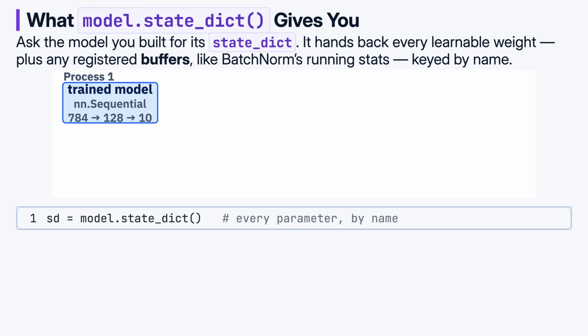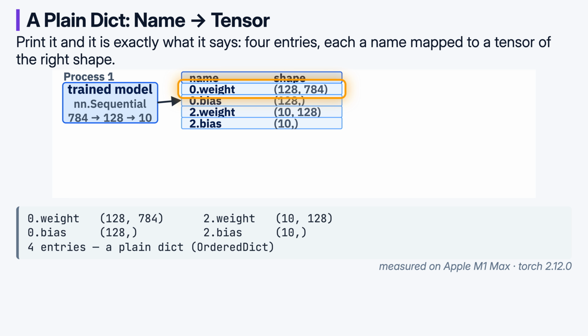It is not a copy of the model. It is the model's parameters gathered into a dict. Print it and it is exactly what it says. 4 entries. First, 0.weight, shape 128 by 784. The 0 is the layer's position in the sequential.